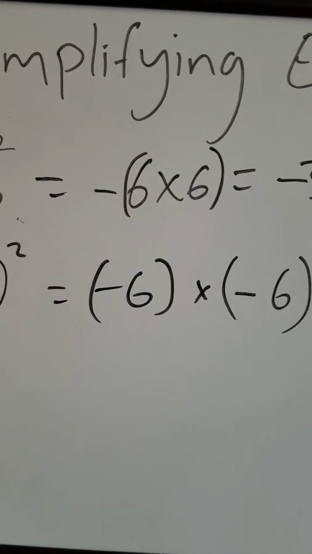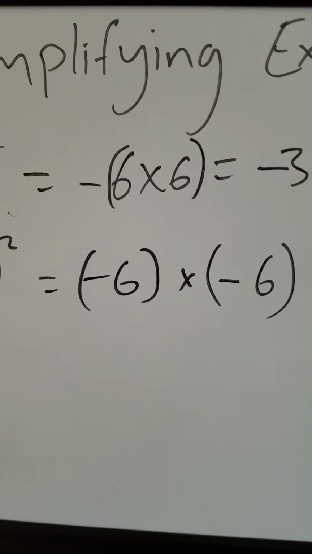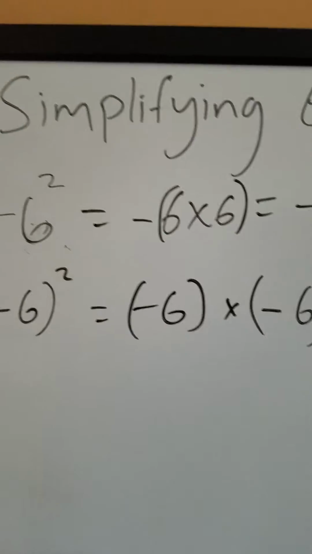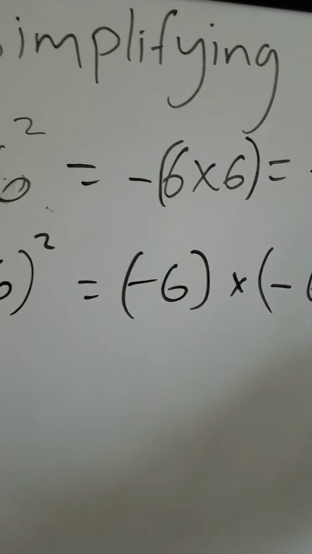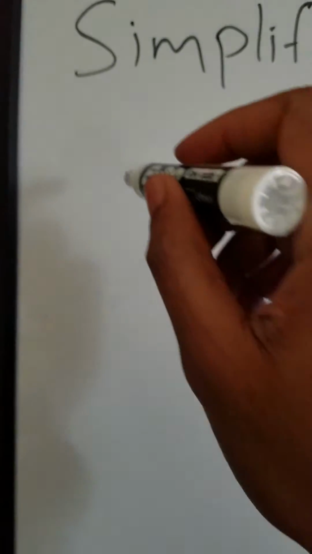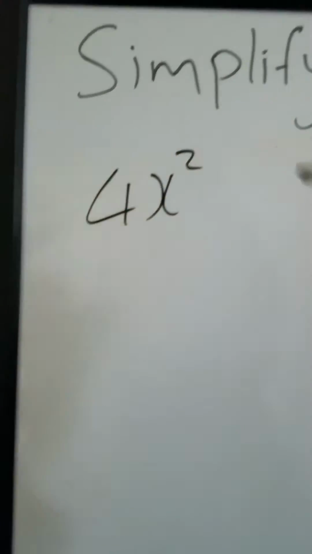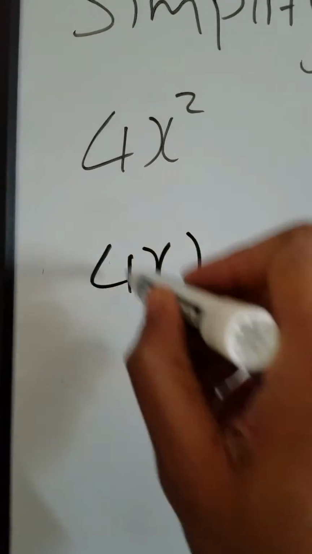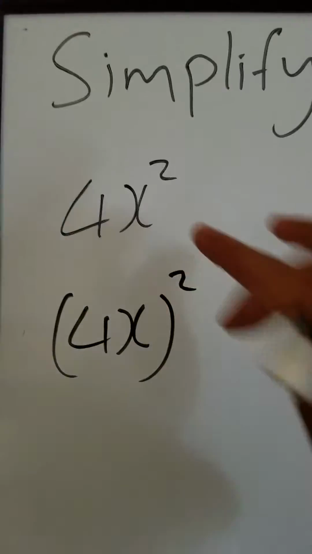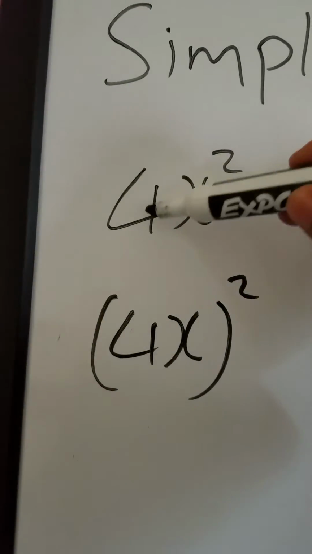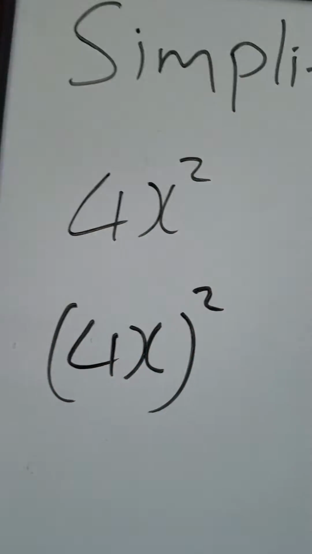Another problem you might come across. Well, before I move on, let's try another example with a variable. Please note that this problem, let's say we had 4x squared, is a totally different problem from (4x) squared. This is not giving us anything to do. It's telling you that you have a 4 as your coefficient and you have an x squared in the problem.